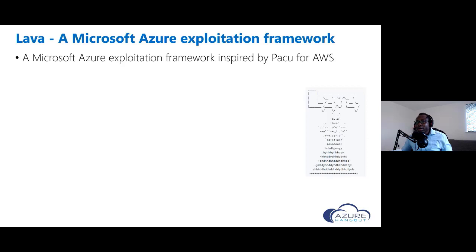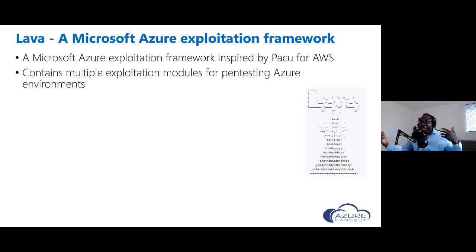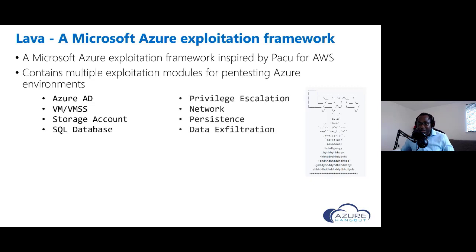I absolutely love it. Lava is a Microsoft Azure exploitation framework. It's inspired by another project called Pacu, which is for AWS. If you're familiar with Metasploit, it's a similar thought pattern: an Azure exploitation framework with modules we can use to exploit an Azure environment, for pen testing. It has modules for exploiting Azure AD, VMs, VMSS, storage accounts, and databases, to perform privilege escalation, data exfiltration, and other methods.